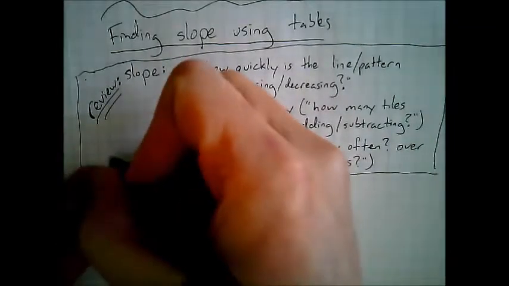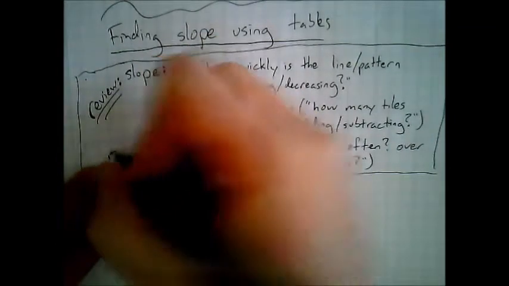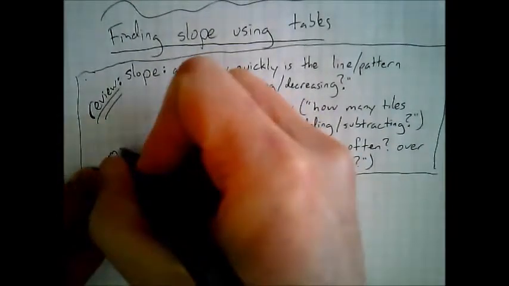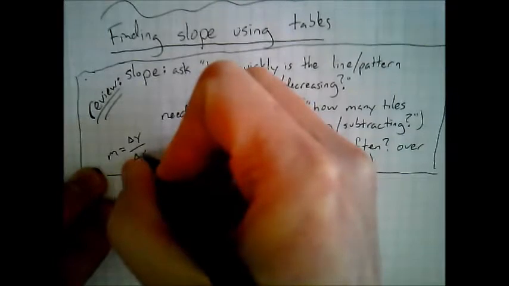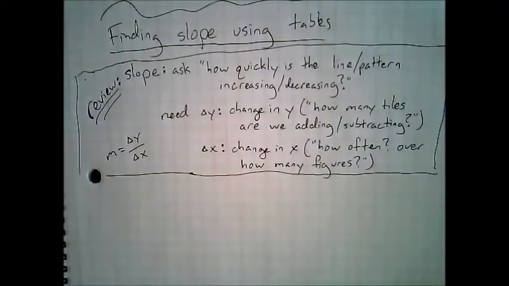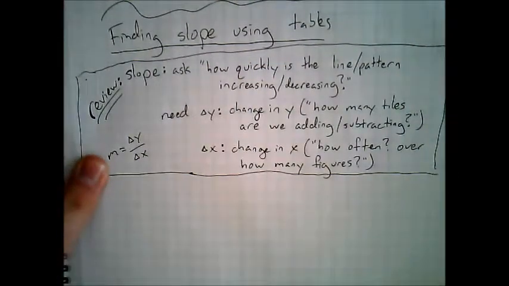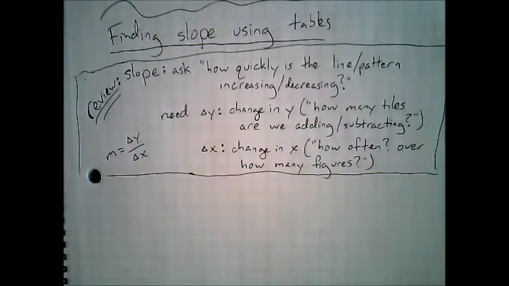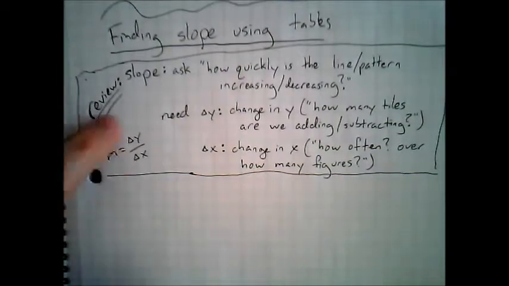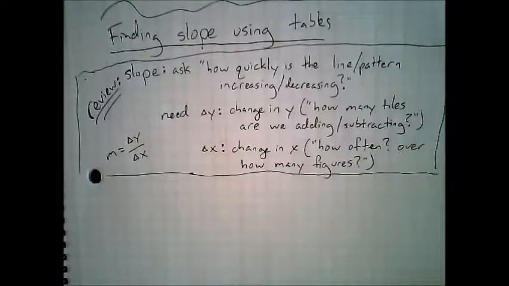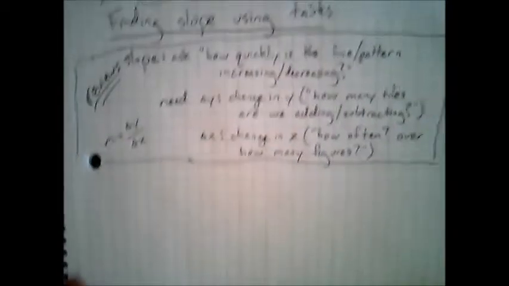And from that, our slope, which is represented by the letter m, equals our change in y over our change in x. Okay, so again, this was just a review. Our slope is just the rate of change that measures how quickly our line or pattern is increasing or decreasing. And we calculate that by finding our delta y and our delta x and turning it into this rate, into this speed, into that fraction.